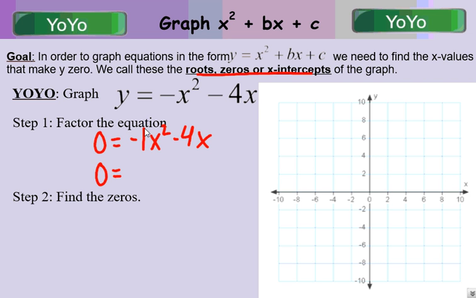You divide out the biggest number, in this case a -1. The most amount of x's you can divide out are single x. What's left behind? A +1 and an x. -4 divided by -1 leaves me with a +4.